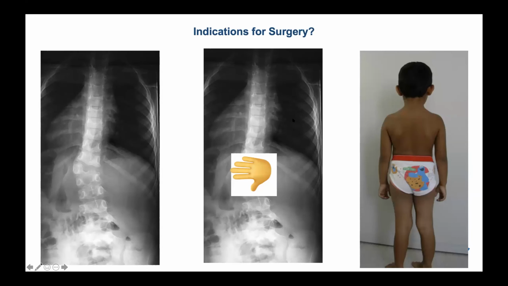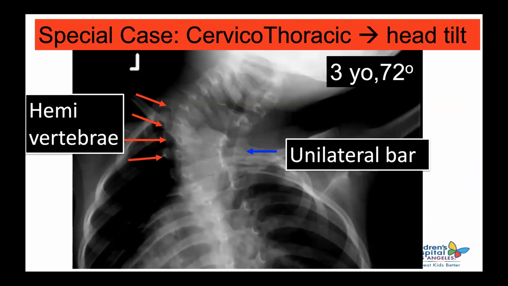So when is surgery indicated? It's hard to tell. One trick you could do is just put your hand over the anomalous region, and if the spine looks pretty straight above and below, you're probably okay.